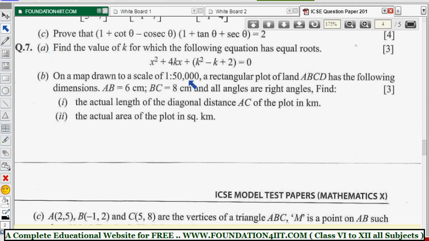So in question number 7, the first one is: find the value of k for which the following equation has equal roots. So when roots are equal, we know the property, b² − 4ac is equal to 0, right? So from this we'll take a, b, c values. So let me write the question here.